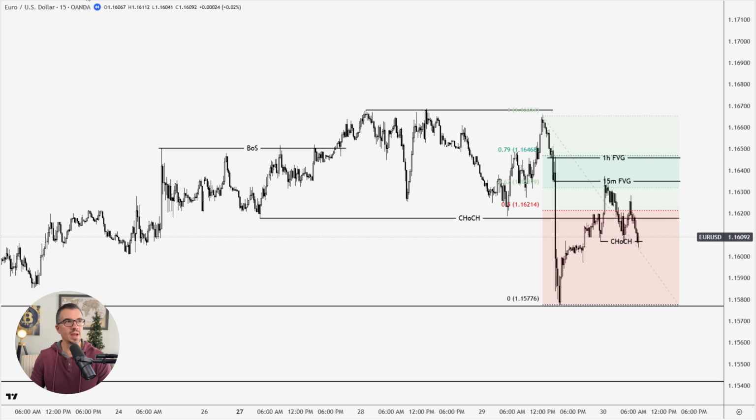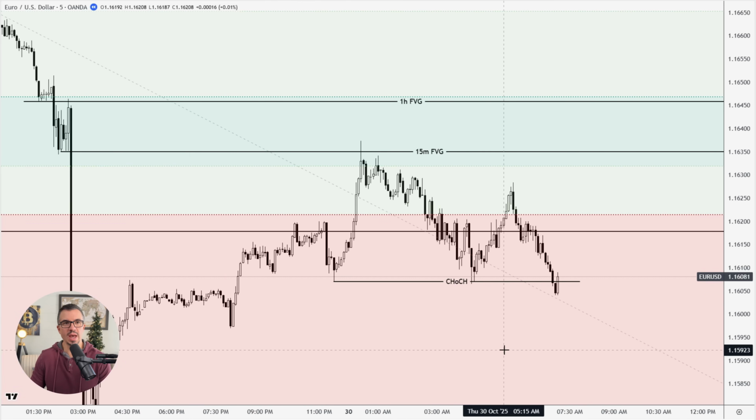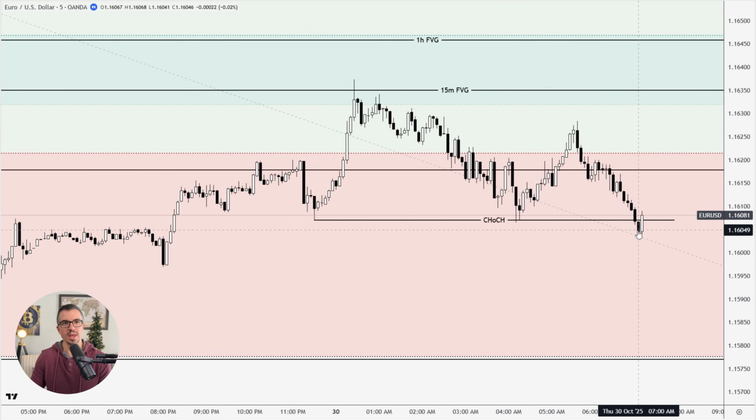Now, looking at the 5-minute time frame, this is the most subjective part, because what you have to decide is, once you have this 5-minute change of character, do you look for shorts down here on this confirmation, or do you look for a move up here to maybe potentially rebalance something that occurred up here? Now, I'm going to show you a little trick here though, and this is what I do.